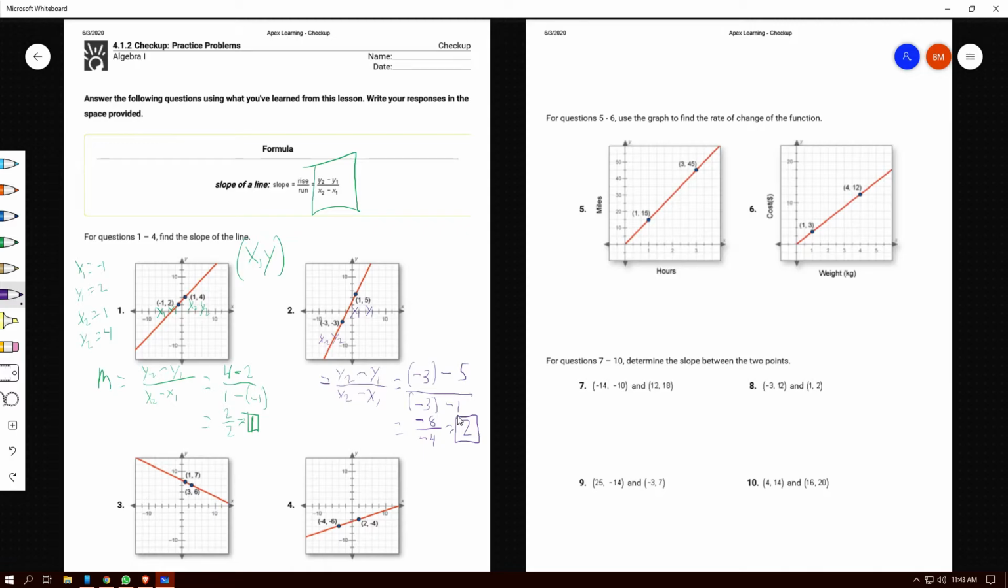That's it. Right? And as I read these graphs left to right, as I go from left to right, the graph is going up. The red line is going up. As I go from left to right, the graph is going up. So these positive slopes make sense.